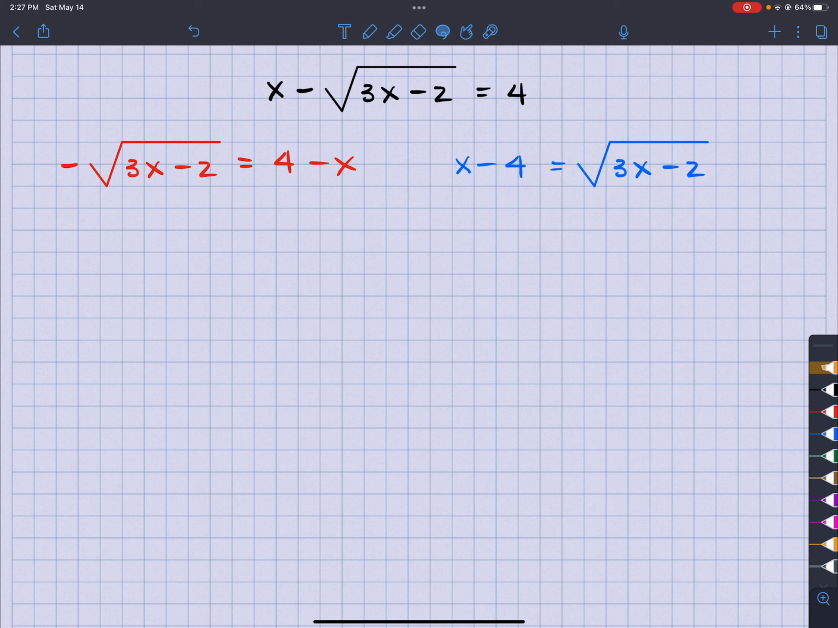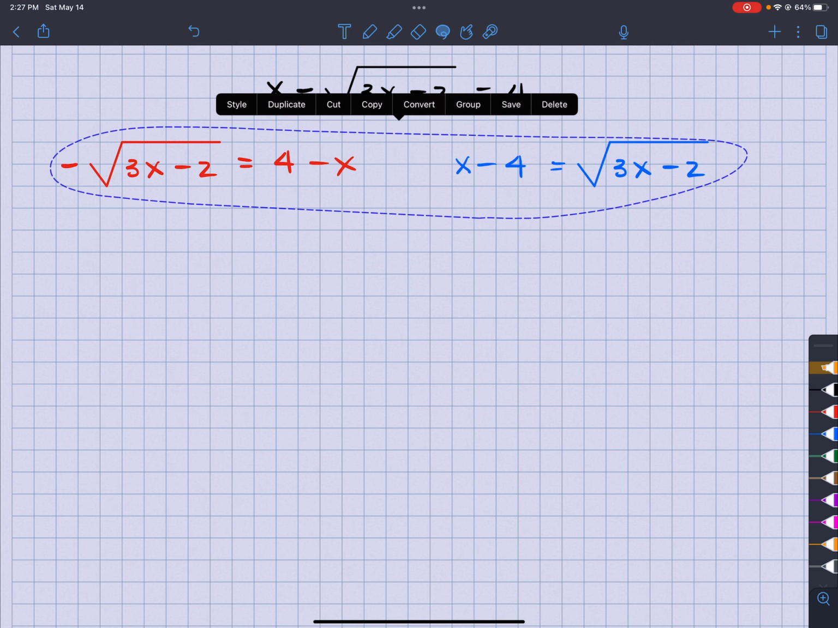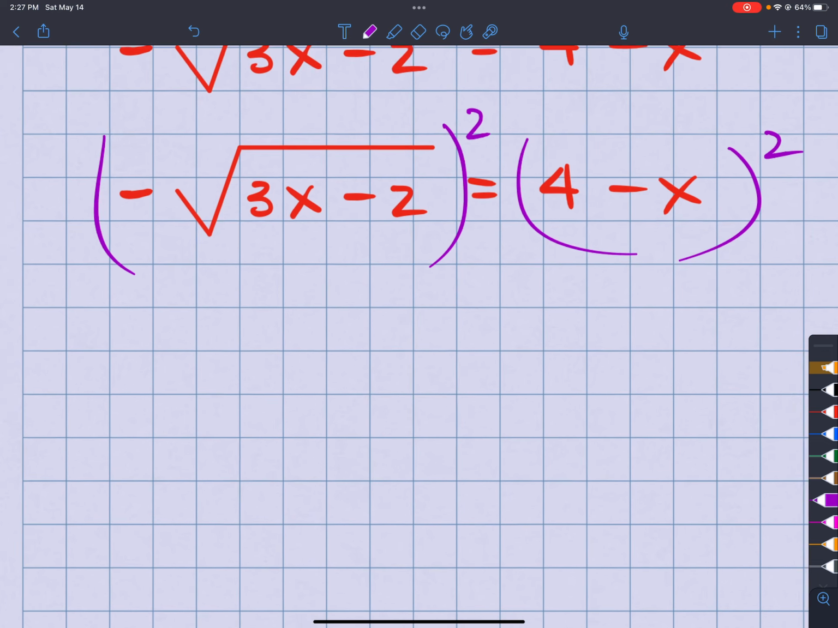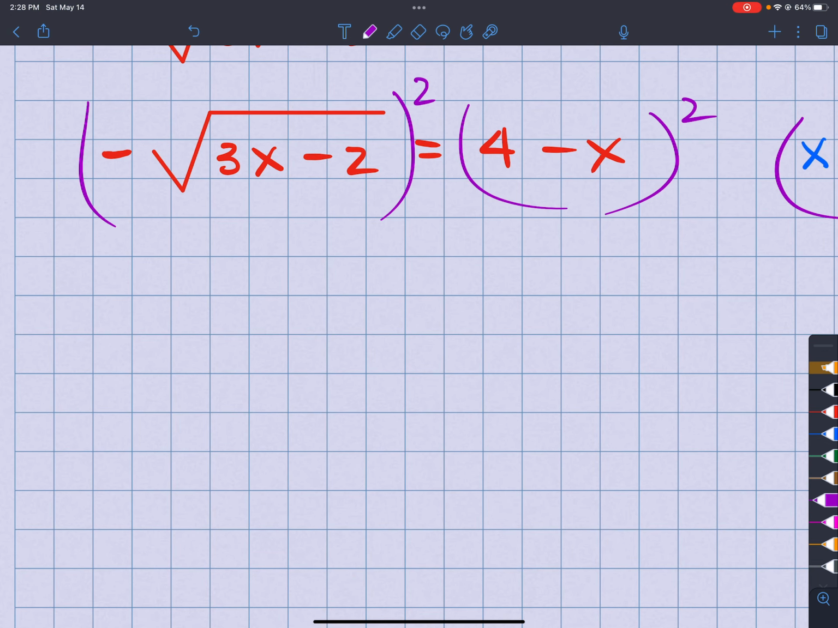No matter how I look at this, now that the radical is by itself, the opposite operation is to square both sides. So let me duplicate this so that we can see everything here. So I can square both sides. Now, over here, when I square this side, just like if I had a negative 3 times a negative 3, I get a positive 9, right? Same idea here, because what I really have is a negative times negative, which becomes positive, and then I would have left just 3x minus 2.